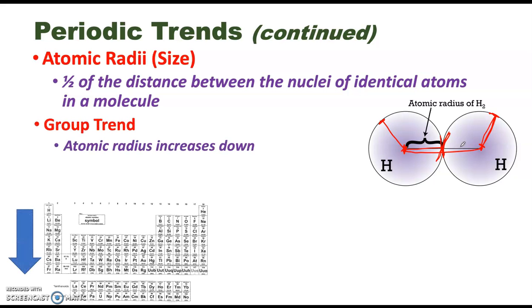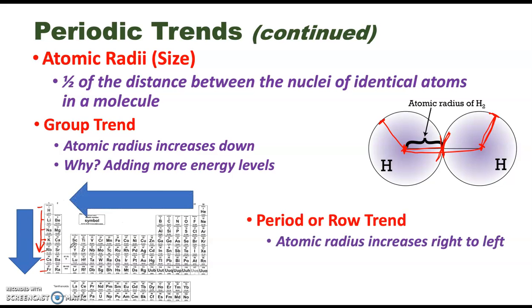So the group trend: the atomic radius increases going down. And this should be pretty obvious. As you go down a column, you're adding more layers, right? Period 1, hydrogen has 1 energy level. Lithium will have 2 energy levels, 3, 4, 5, 6, 7. You're adding more layers, and to add more layers, you've got to grow outward. The atoms will get bigger going down. So why? Because you're adding more energy levels. I'll draw some pictures in a second.